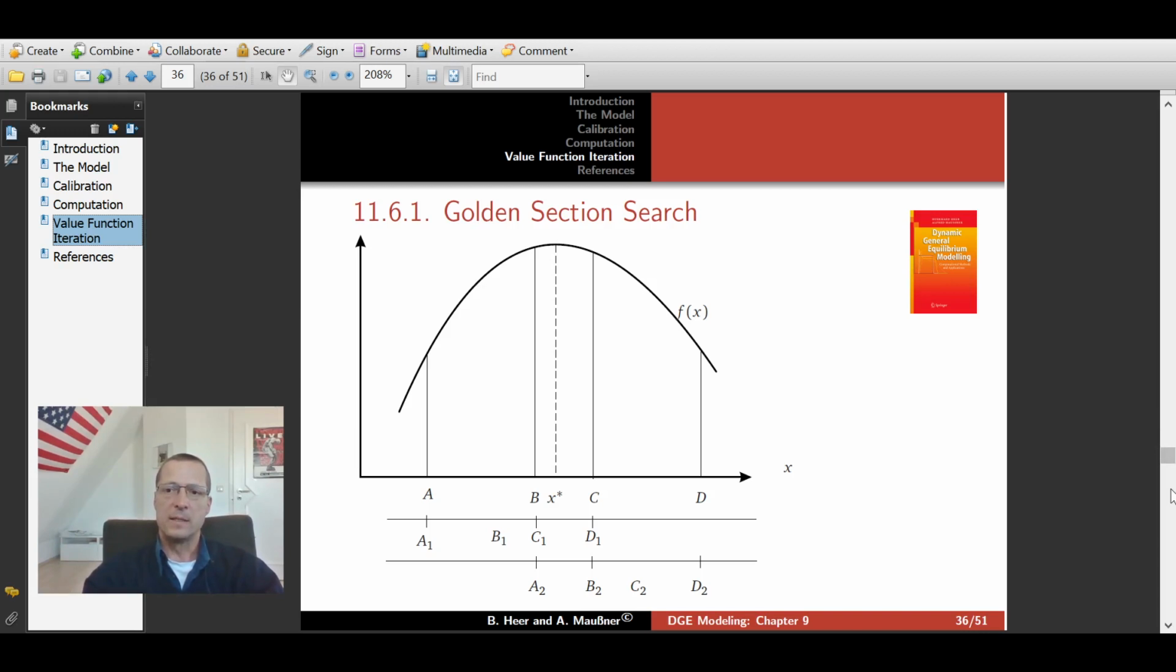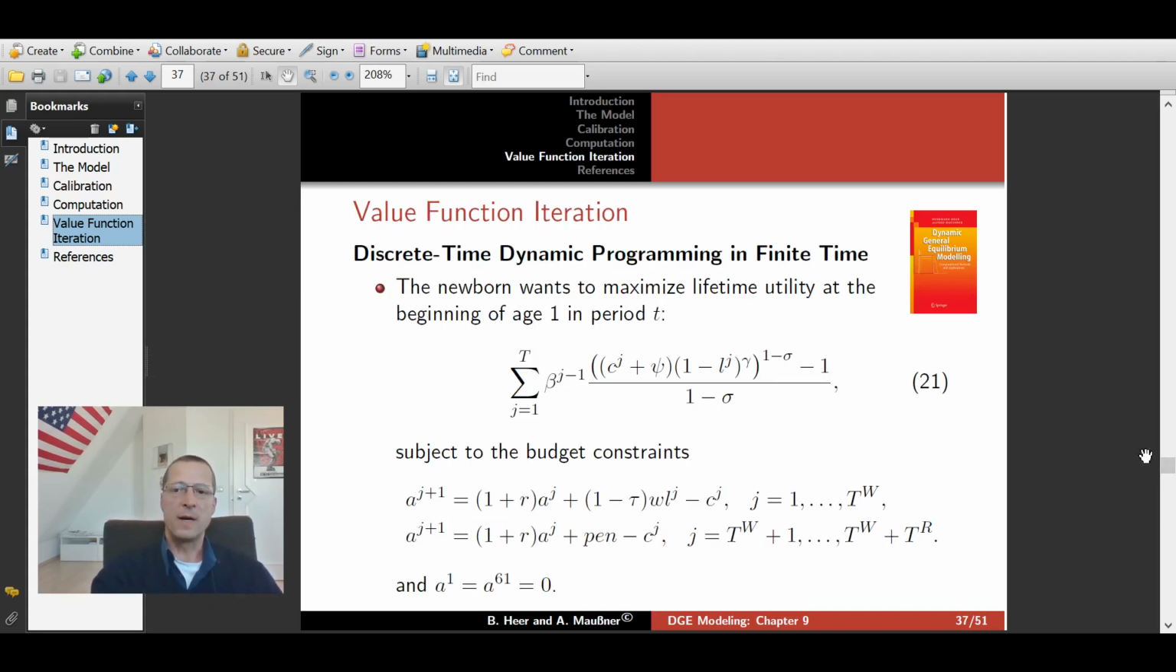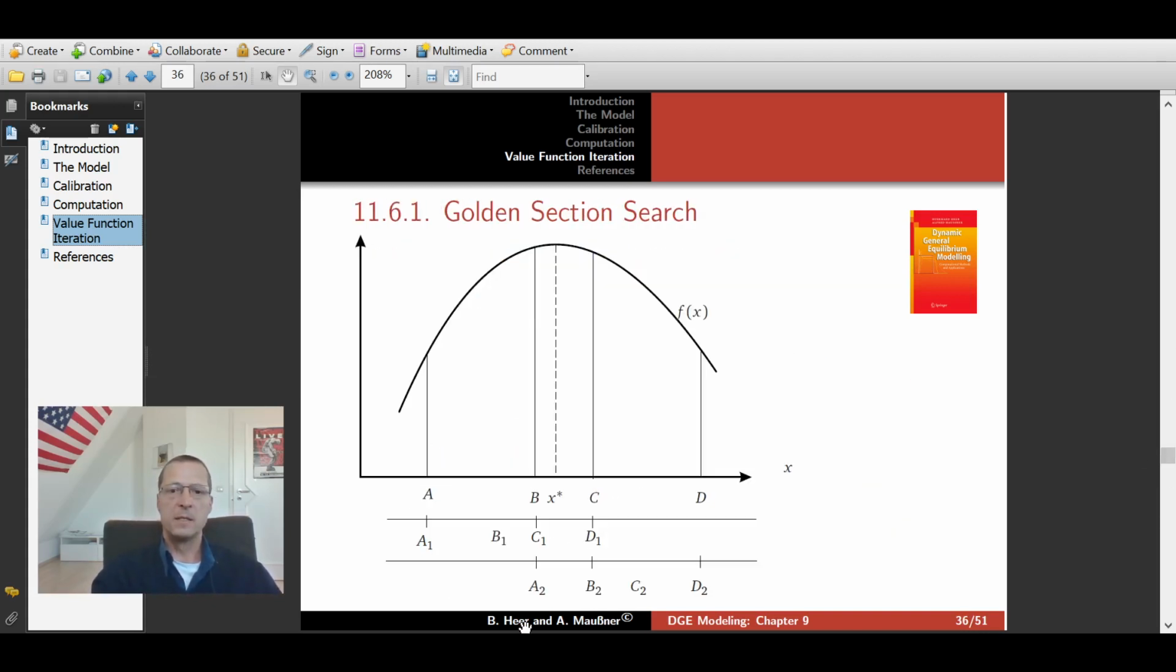Now we provide a function in MATLAB that's called golden, and a procedure in GAUSS that's also called golden, where you have to provide the function f and the interval points a and d, and intermediate points b and c. And from then on, this golden section search will find the maximum with a specified accuracy.